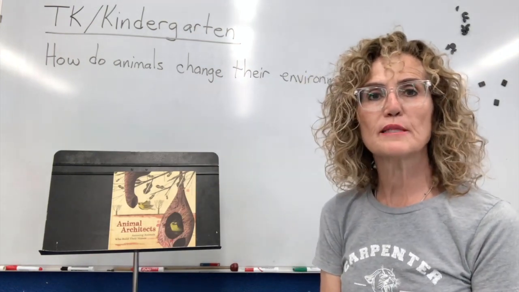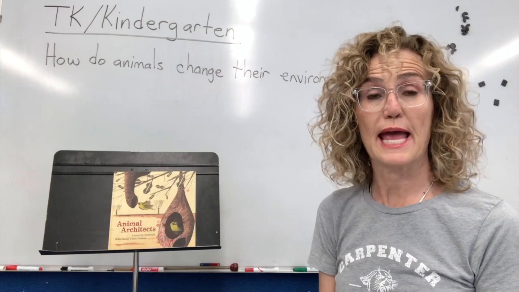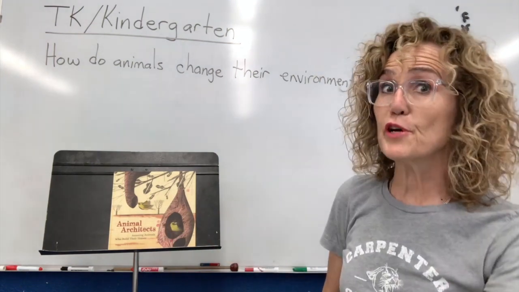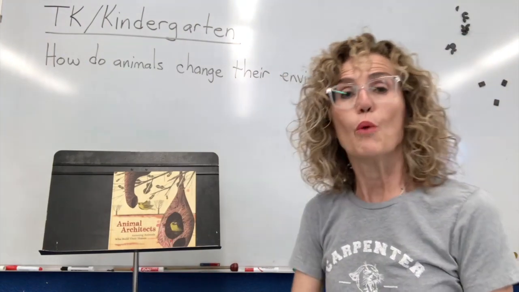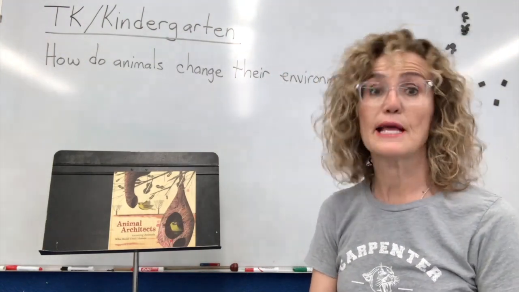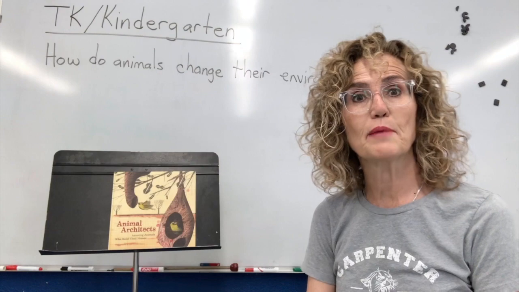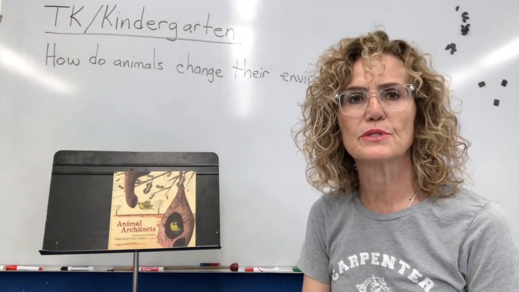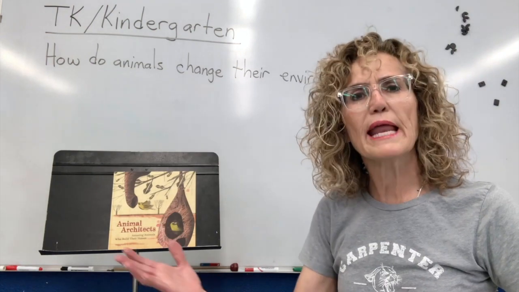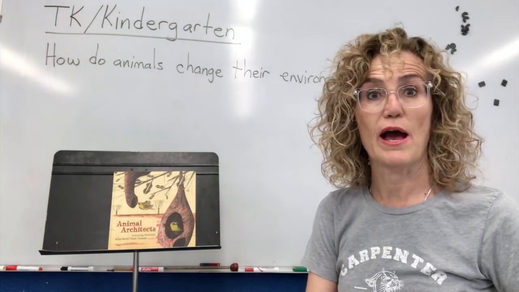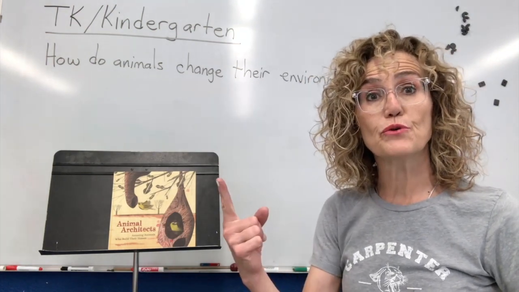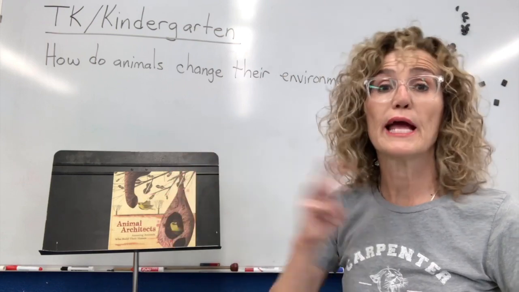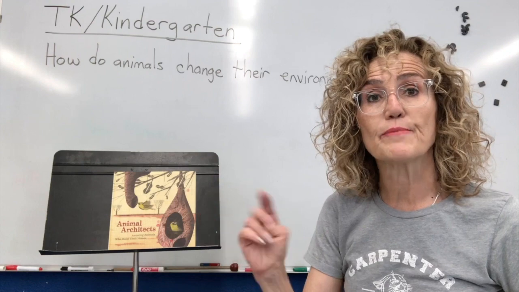So we talked about there's different types of animals. Animals that have a backbone, animals that don't have a backbone, vertebrates and invertebrates. We talked about that there's mammals and reptiles and fish and birds and amphibians, all kinds of different types of animals. Then we talked about what animals need to survive. Animals need food, animals need water, animals need shelter, and animals need air.